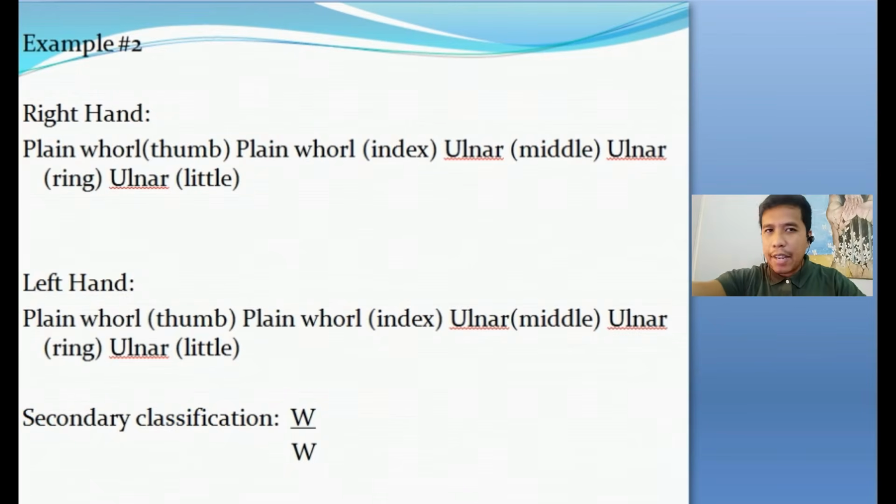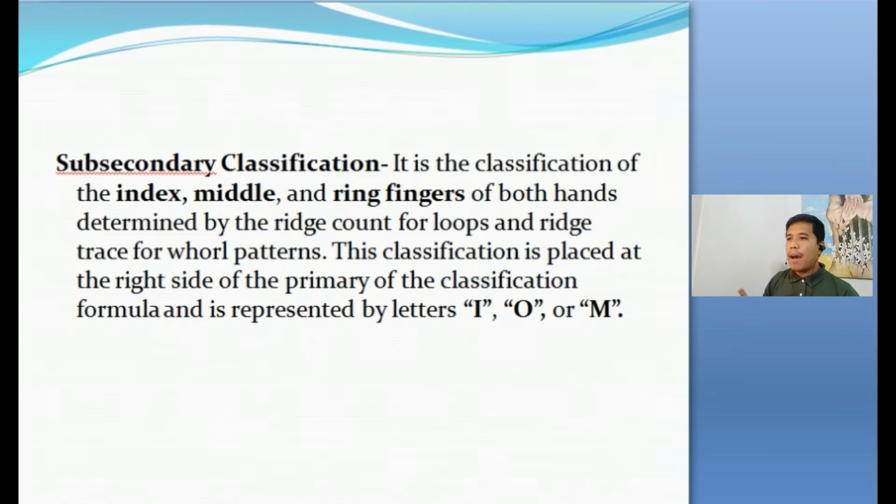Now, the third classification is known as sub-secondary classification. So we will go back again. In the primary, our concentration is the 10 fingers. In the secondary, our point of concentration is primarily on the index finger, except when a small letter group appears in the fingers other than the index. In the sub-secondary, the point of concentration will be on the index, middle, and ring fingers of both hands. Okay? The index, the middle, and the ring fingers of both hands.